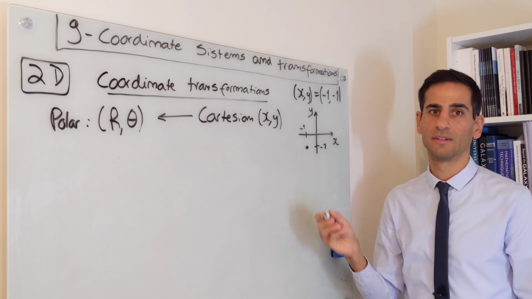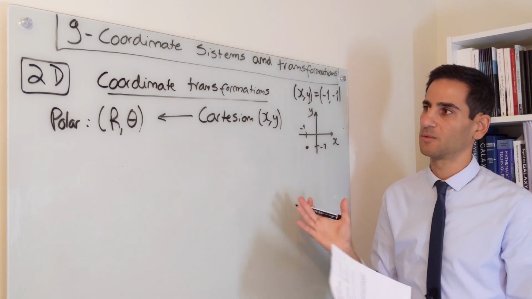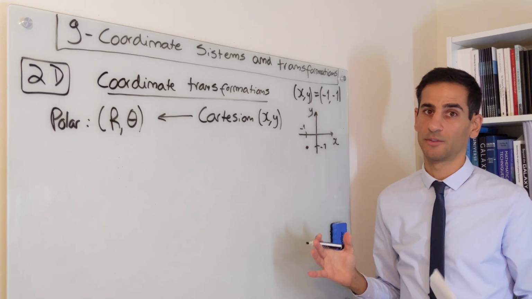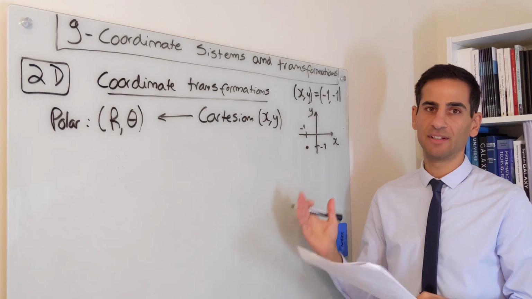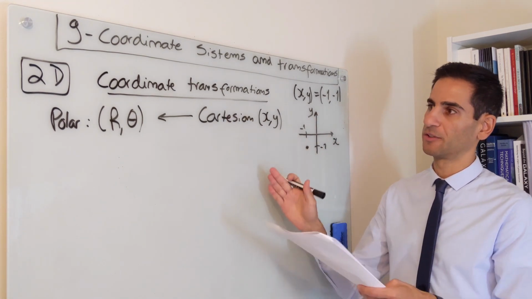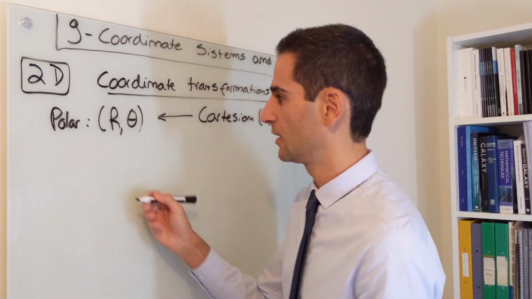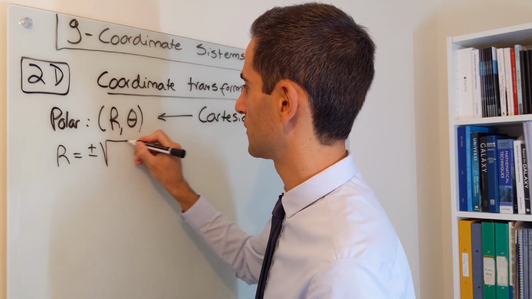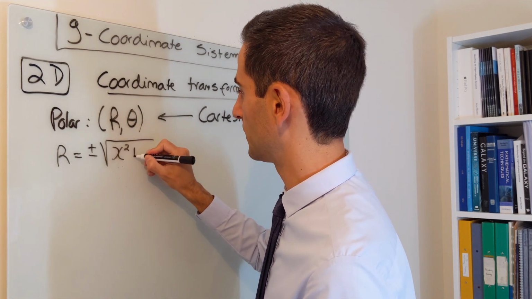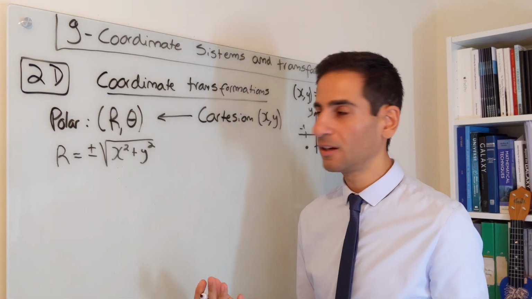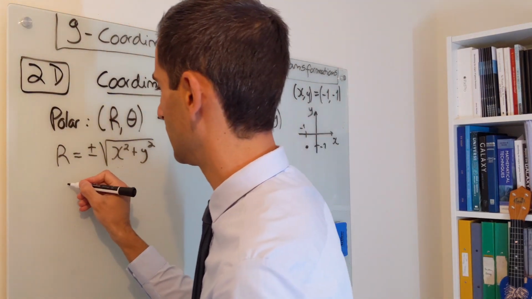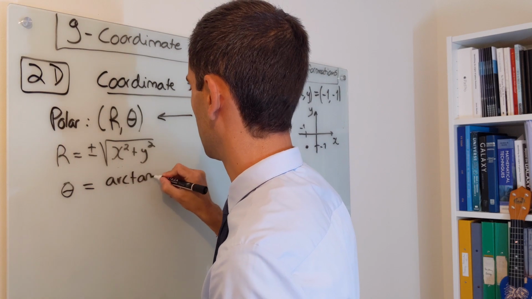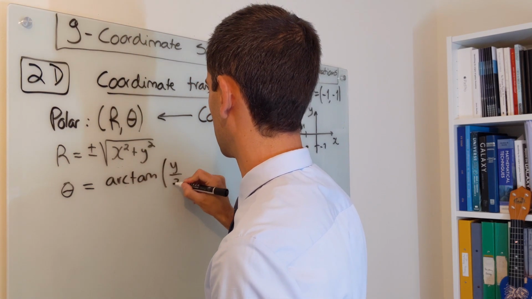This is the point. This is very important because once you convert to polar, you want to make sure that you end up in the third quadrant. In order to do this, you need the coordinate transformations from Cartesian to polar, which we've seen. You can write them as r equals plus or minus square root of x squared plus y squared. And the other coordinate transformation is theta equals arctan of y over x.